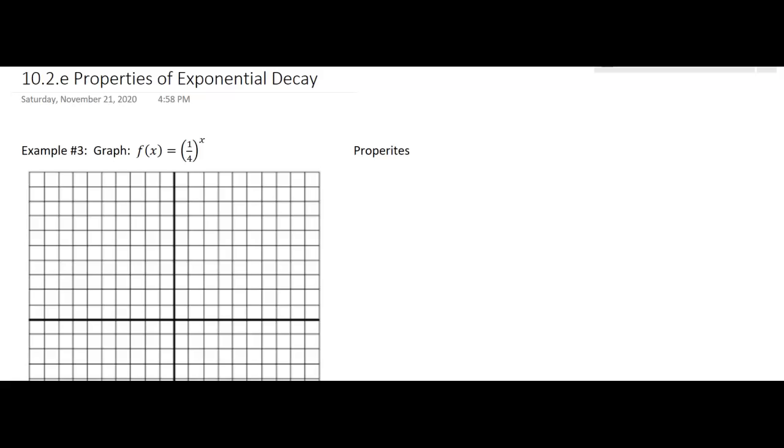Okay, so we have another example here of an exponential function. Let's see how it graphs. So I'm going to make a table of values. I'm going to do it way over here. Let me change colors. And I'm going to put in -2, -1, 0, 1, and 2 for x. And then we'll calculate what f of x is.